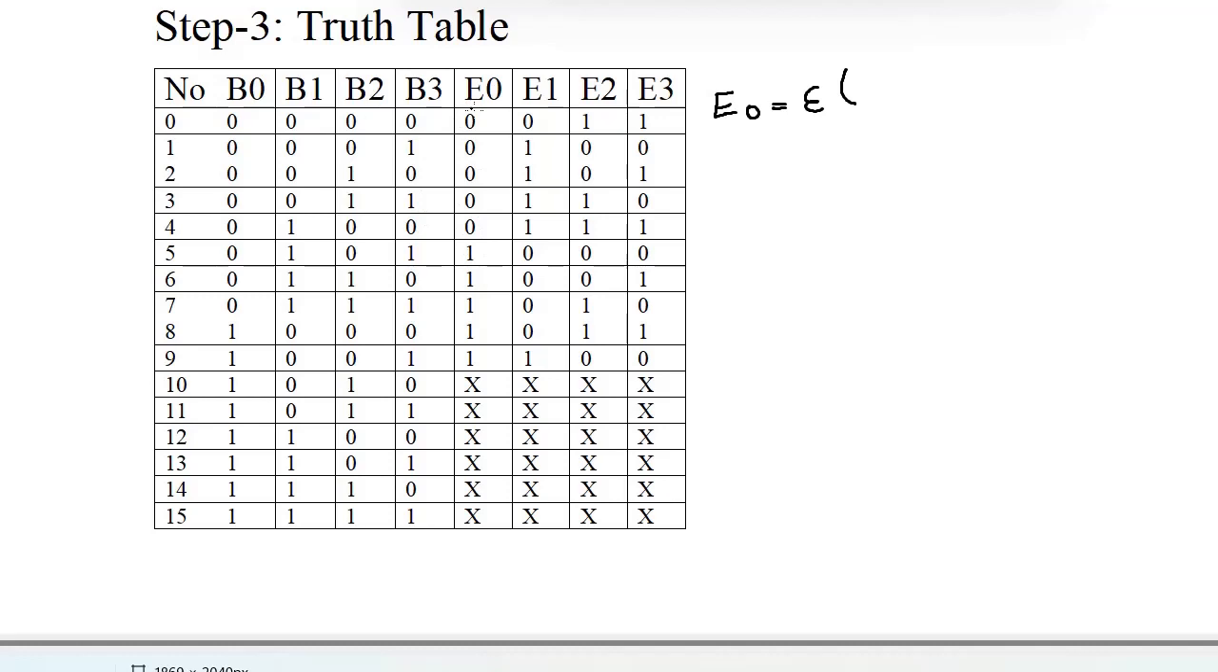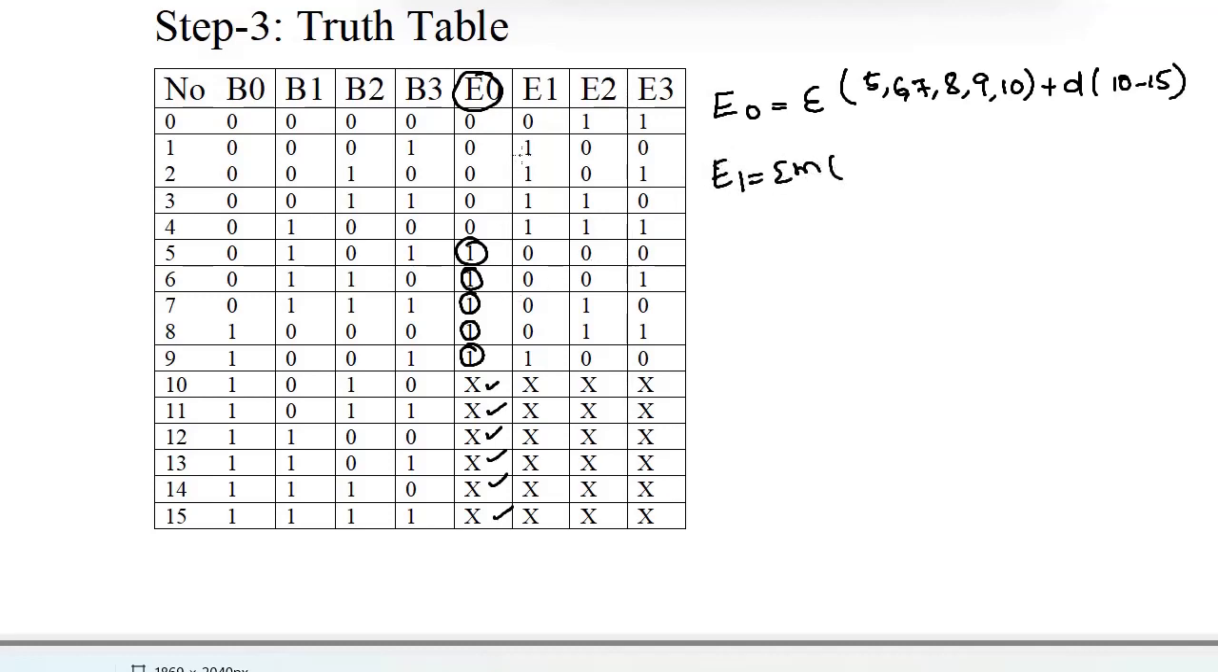In the E0 column, 5 is a min term, 6 is a min term, 7 is a min term, 8 is a min term, 9 is a min term. So E0 equals sigma m of 5, 6, 7, 8, 9 plus don't care of 10, 11, 12, 13, 14, 15. Same way, E1 equals sigma m of, write the min term values, 1.